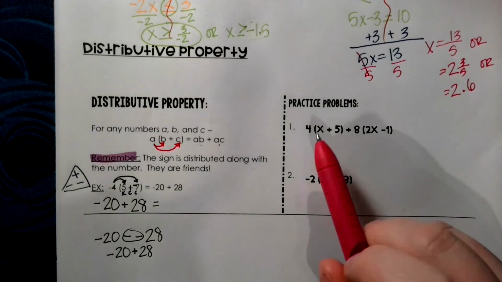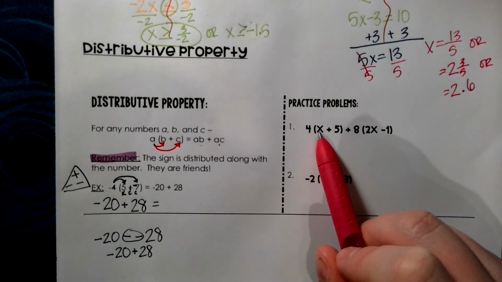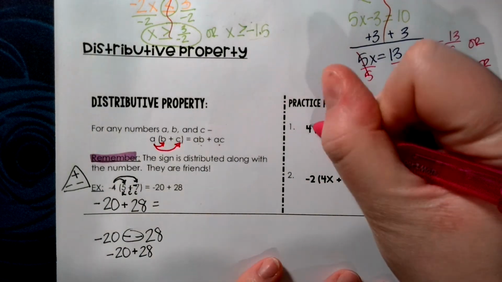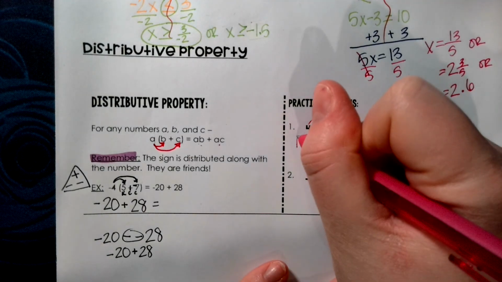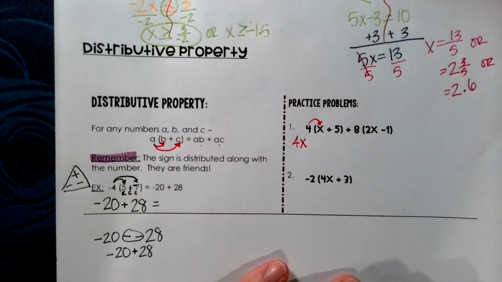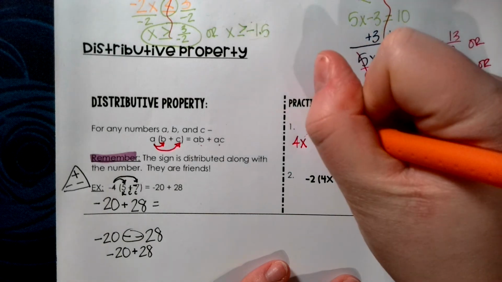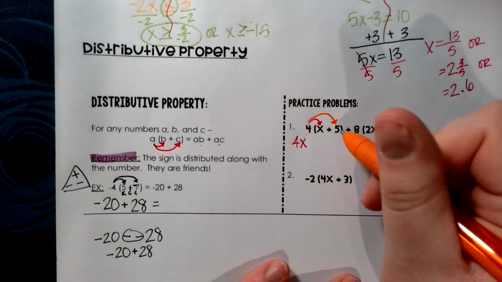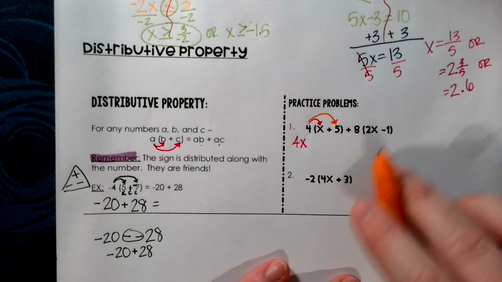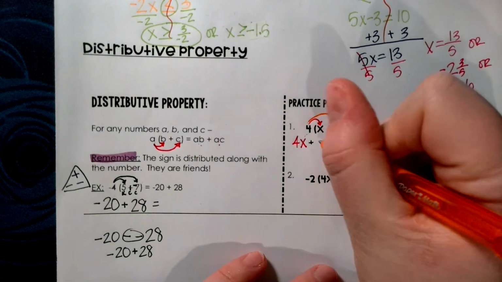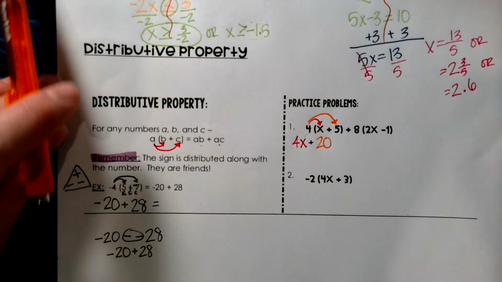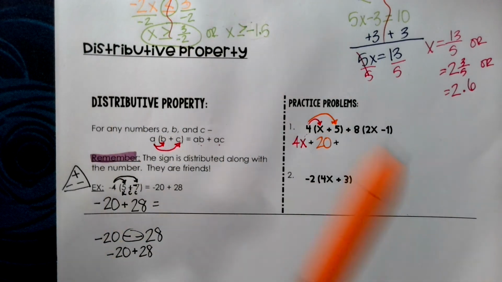Again, you have to make sure you distribute that number on the outside of the parentheses. Take it times everything on the inside. So first, 4 times x is just 4x. There's no number for me to put in for x, so there's no way for me to simplify that. That's just 4 times x. Then I'm going to do 4 times 5. Plus that 4 times 5 is 20. That plus in the middle.